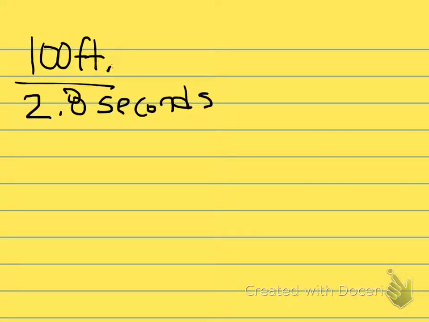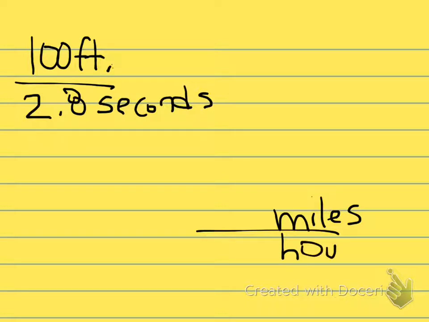And what I need to change it to is miles per hour. So I'm going to change each unit individually first, and then my answer will finally be in miles per hour. So let's say I were to change the feet to miles. I would need to think about the conversion of feet to miles. So there are 5,280 feet in 1 mile. So I only have 100 feet here. So I need to think about what I would need to do to convert feet to miles. And I would need to divide by 5,280 feet.